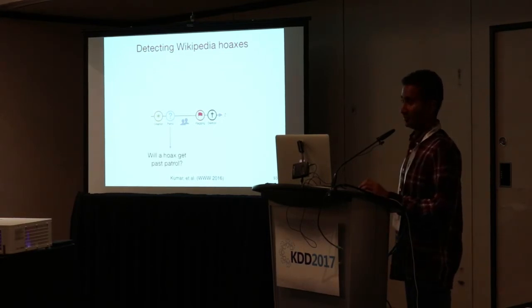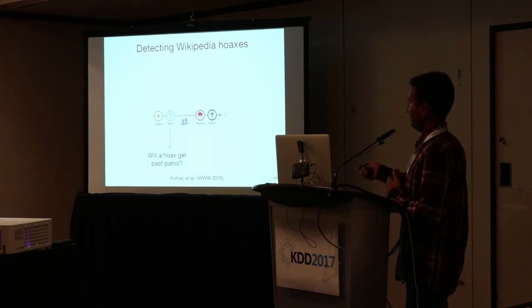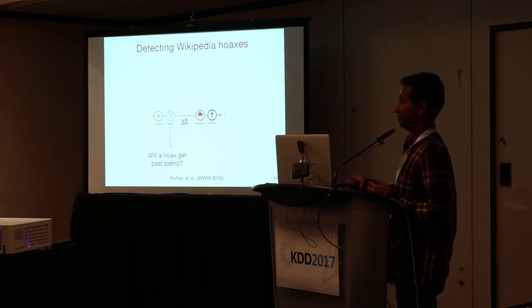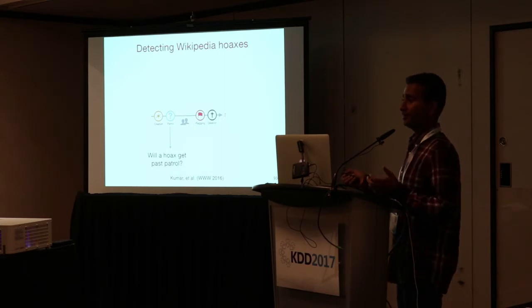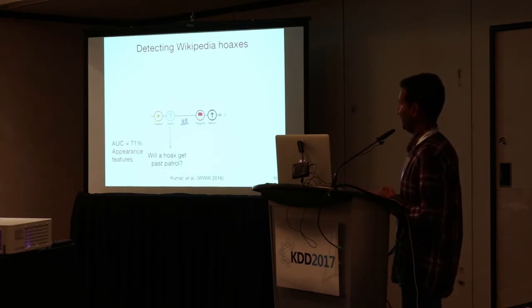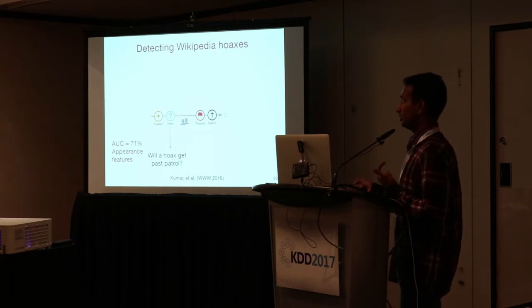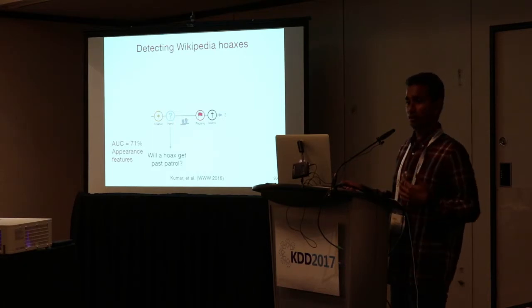detection, we come back to this timeline of the article. We look at multiple different questions. The first one is whether a hoax will even get past a patroller or not. And this question is important to see what are the properties of the article that is able to fool the patroller, and what patrollers look for when detecting hoaxes. And using all the features that we just discussed, appearance, network, support, and editor, we get an area under the ROC curve of 71%, with appearance features being the most important features.